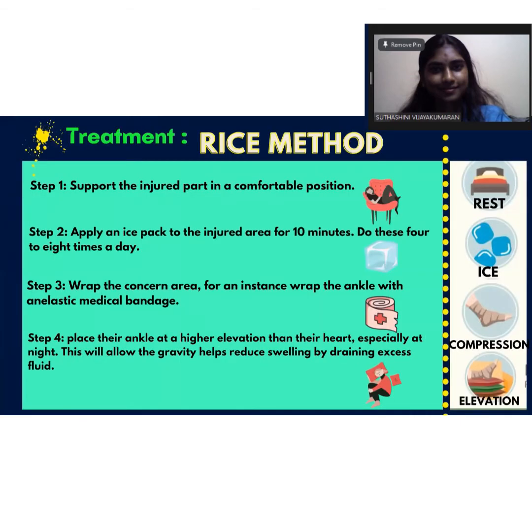Okay, as for the treatment, the essential treatment for a sprain is to follow the RICE method, which speeds up healing and reduces the sprain. As we know, RICE is a method where R is for rest, I for ice, C for compression, and E for elevation. So the very first step is rest.